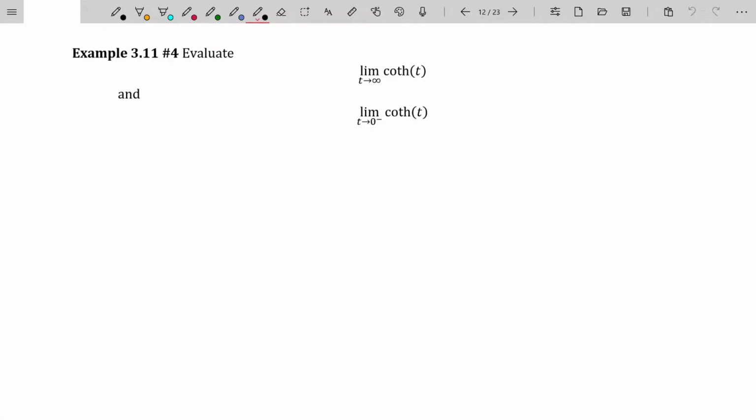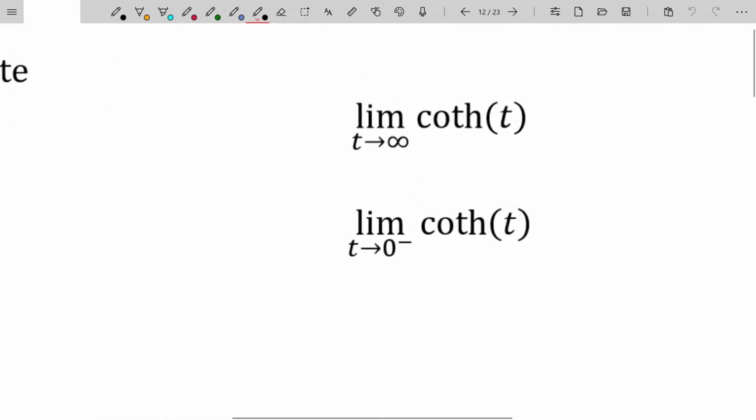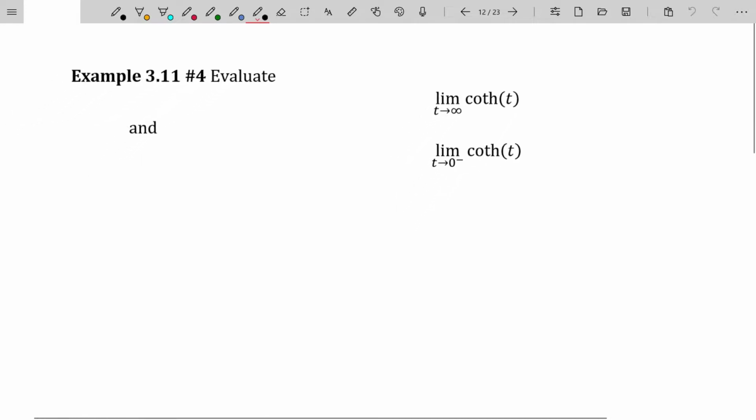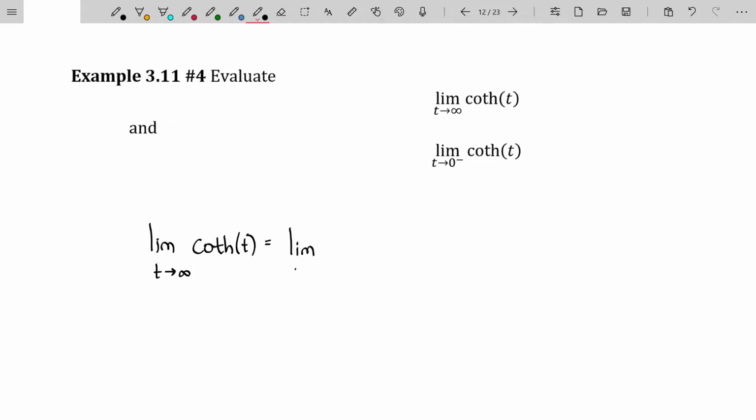You can also do calculus with these. Obviously, we're in a calculus class. We're going to do some calculus, right? So you can evaluate these using calculus. So take the limit as t goes to infinity of the coth. Well, I'll write it this way, coth first. That's the limit as t goes to infinity. Since I don't know a closed formula for it, I'll write it this way. It's the cosh of t over the sinh of t.